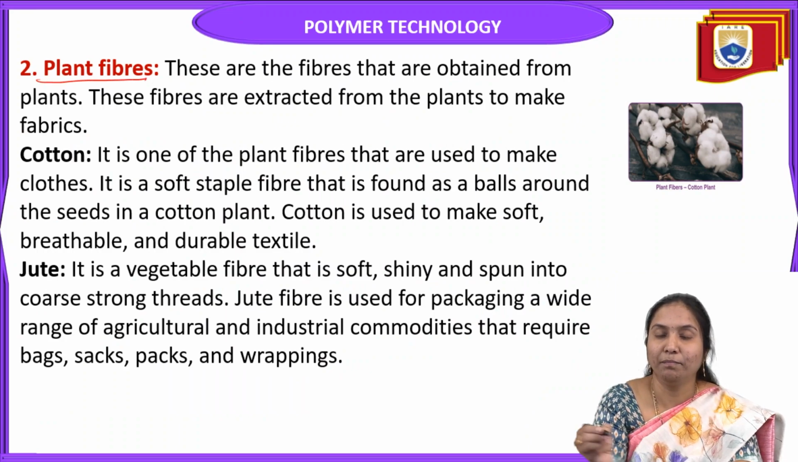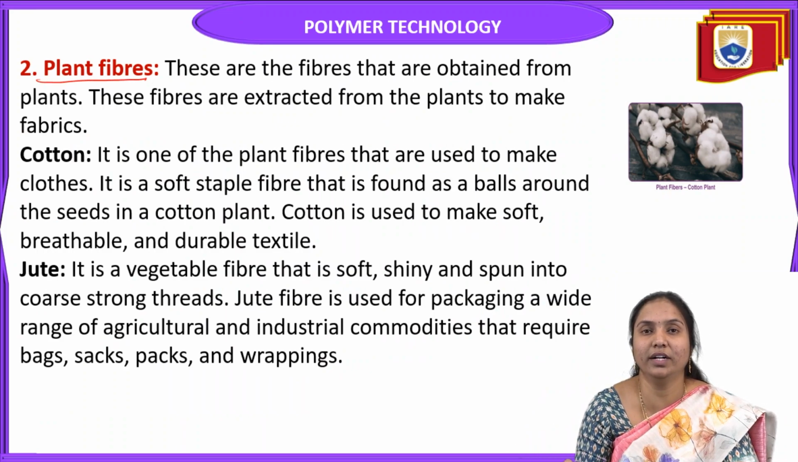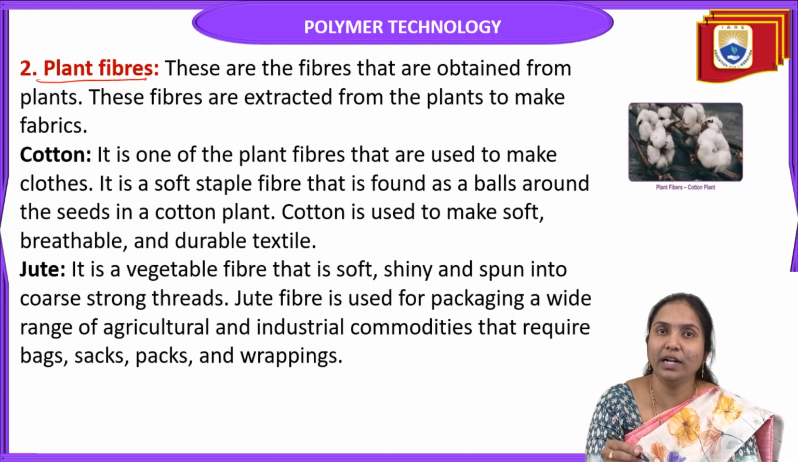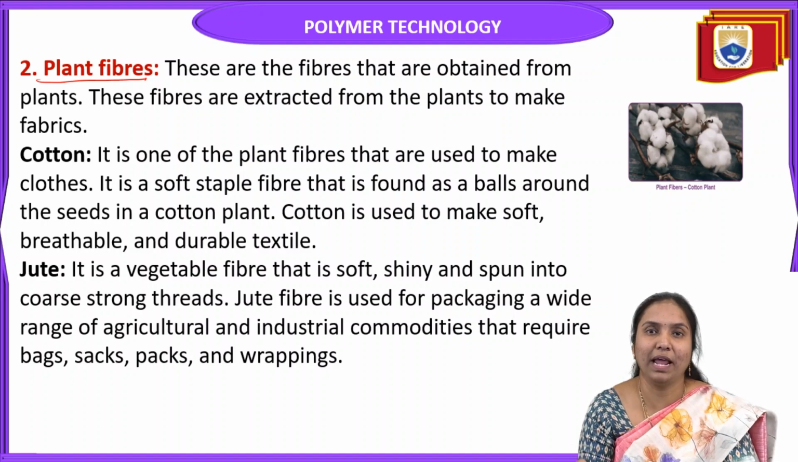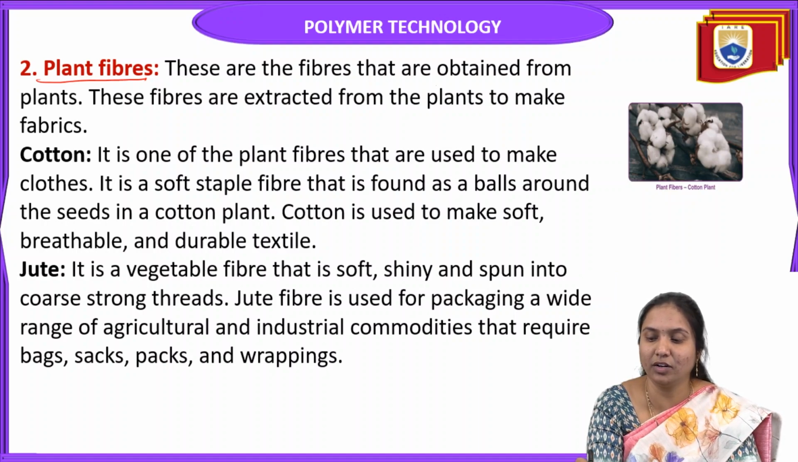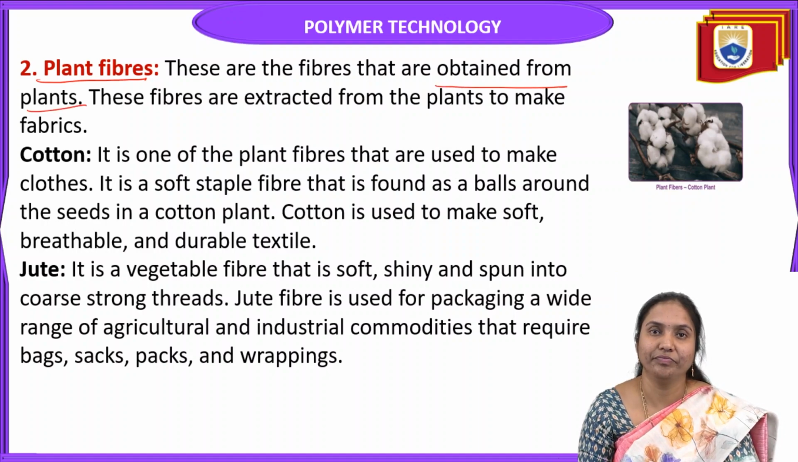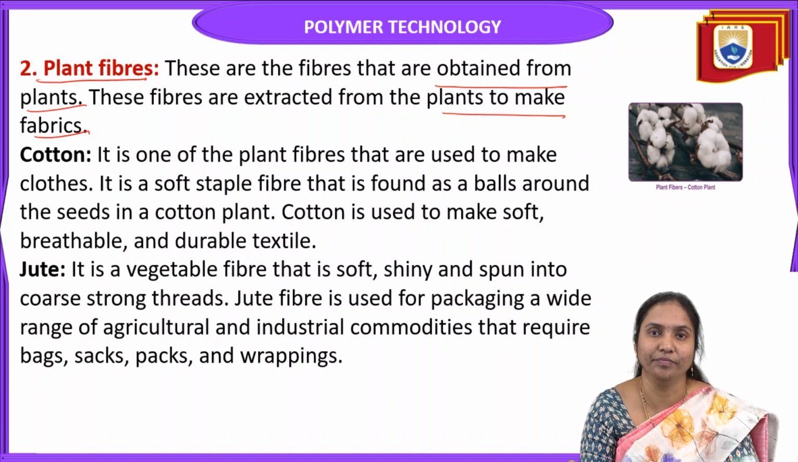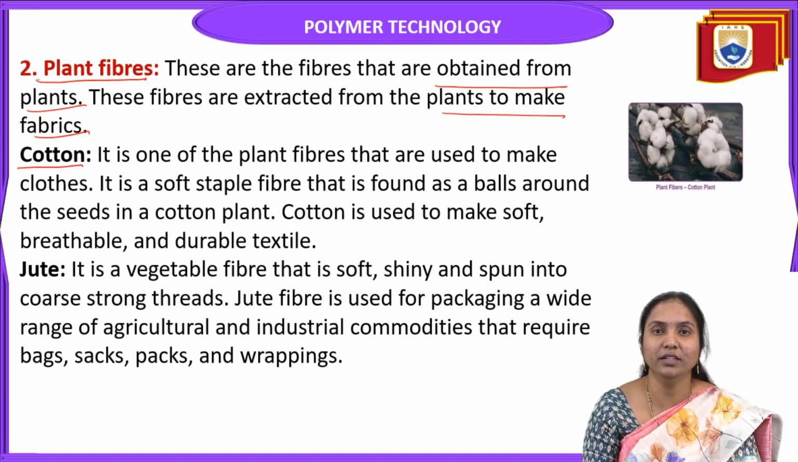So the second type is plant fibers. Just now we discussed it already: based on source, fibers are classified into two types, animal fibers and plant fibers. Plant fibers are obtained from plants. These fibers are extracted from plants to make fabrics, mainly used in the textile industry. The best examples are cotton and jute.